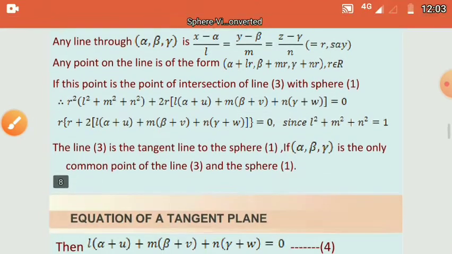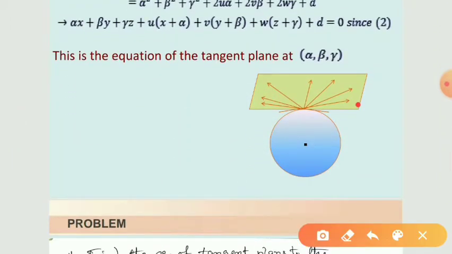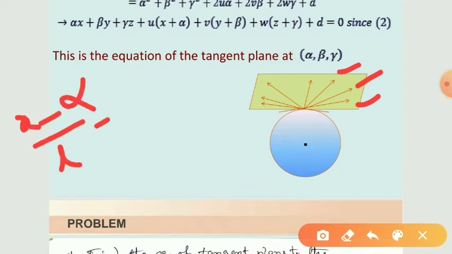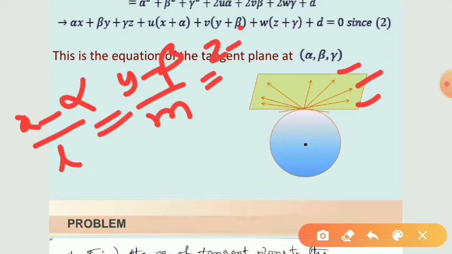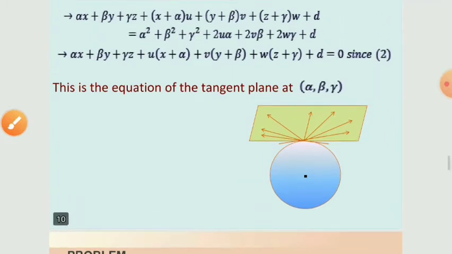So if you see here in this diagram, the equation of any of these lines is of the form x minus alpha by L is equal to y minus beta by M is equal to z minus gamma by N. But what is the difference between all these lines? The major difference is nothing but the directional cosines. Because the directions of the lines are different, the directional cosines are different, but all the lines are passing through the same point alpha, beta, gamma.